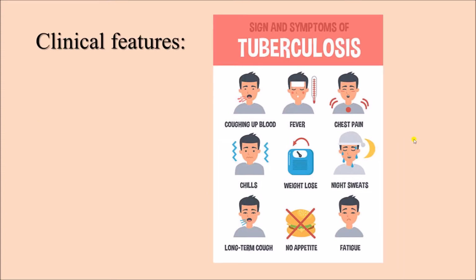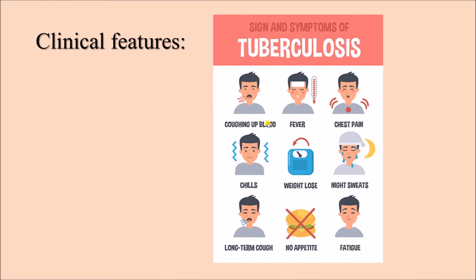Coming to the clinical features, here we shall be focusing mainly on pulmonary tuberculosis. Extrapulmonary tuberculosis will not be covered in our topic or in our videos or discussion. So what are the clinical features of pulmonary tuberculosis? These are the signs and symptoms. Remember, these are the classical signs and symptoms. Not necessarily every patient of pulmonary TB will come with all these symptoms.